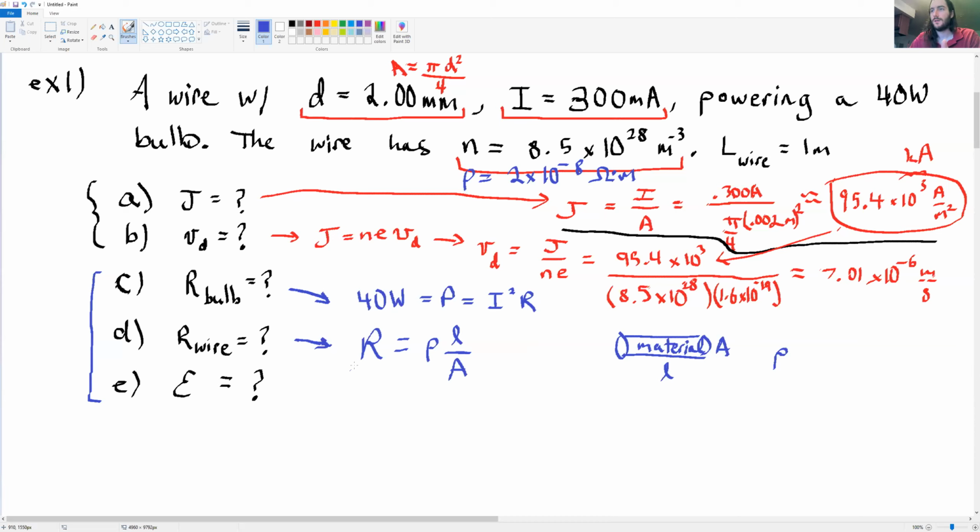So we want to get the resistance of the wire there as rho times L over A. I'll let you guys figure this part out, and how to calculate the EMF there. Just make sure that you set yourself up a little circuit, and then calculate what the EMF would be.